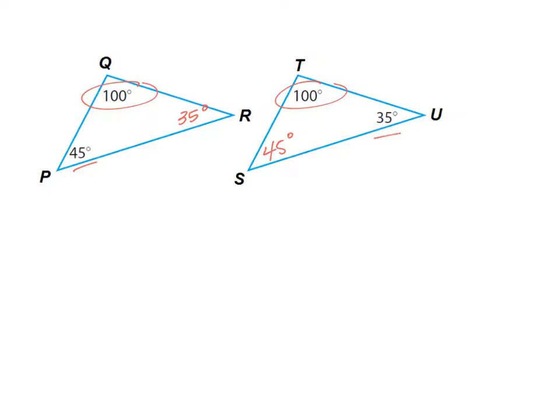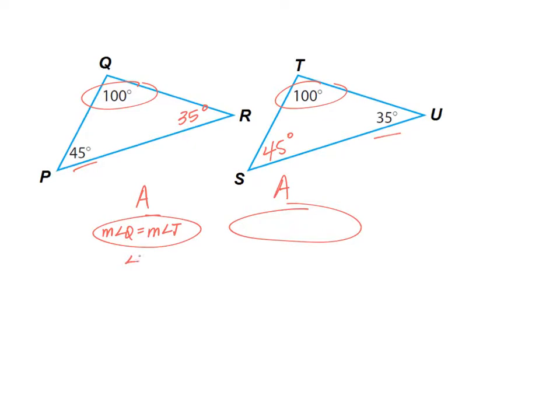Now I can set up a flow chart to prove these similar. It's angle-angle similarity, so I only need two bubbles. And I personally like to put an A up above just to remind myself of what I'm putting in there. Now I need to state the corresponding angles that are equal. So I can say the measure of angle Q is equal to the measure of angle T, because both of those have a measure of 100 degrees.